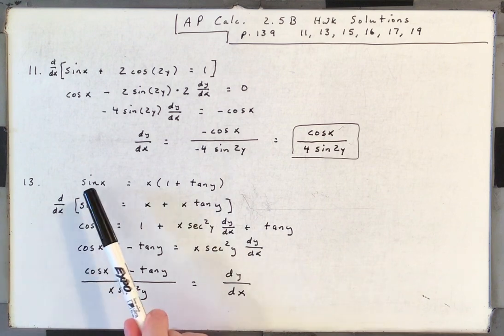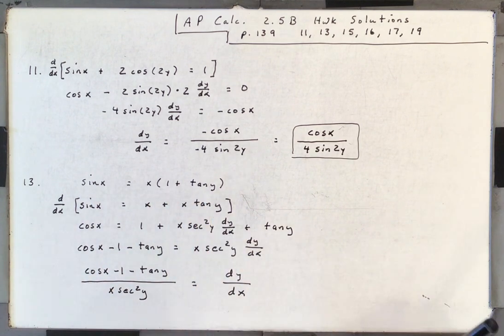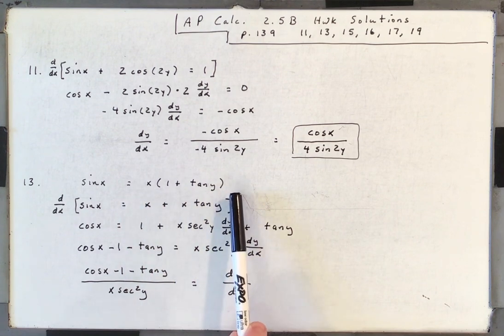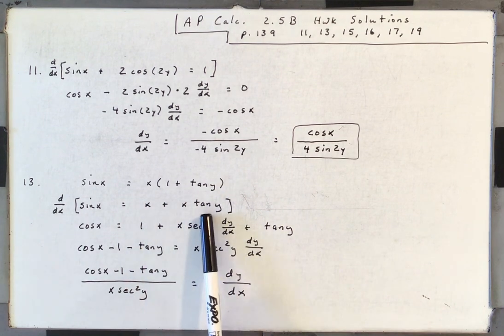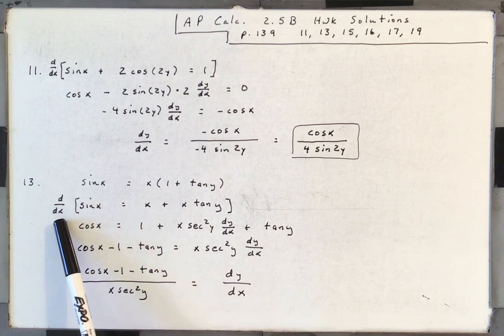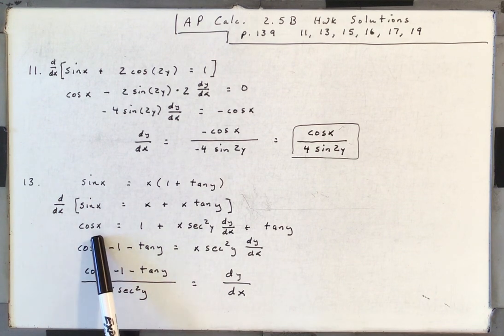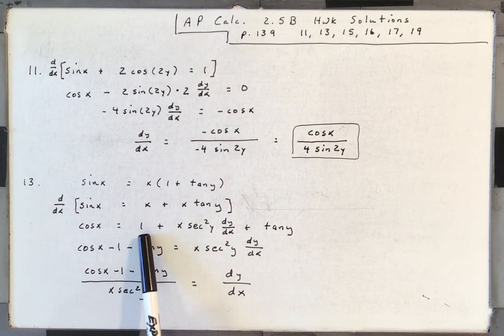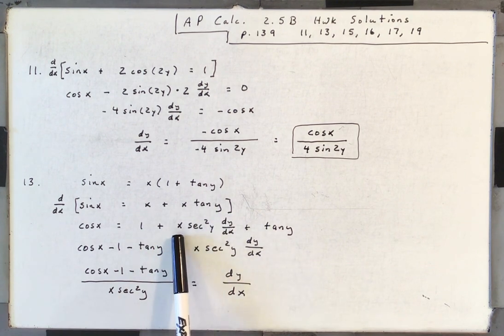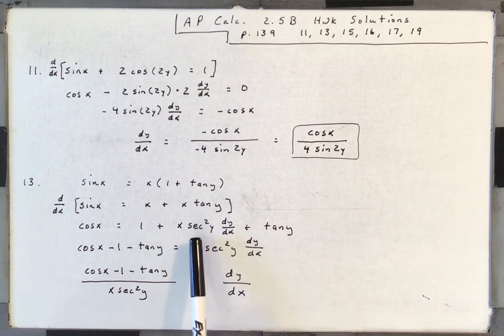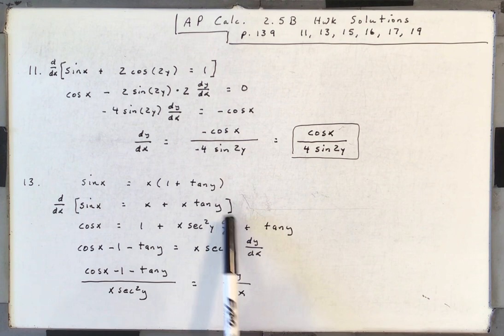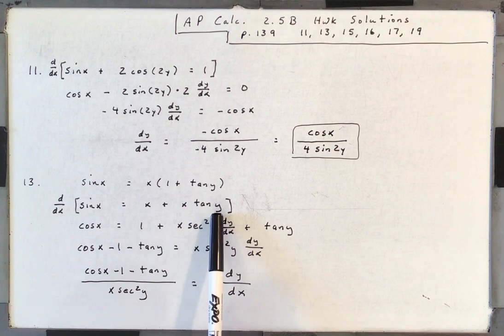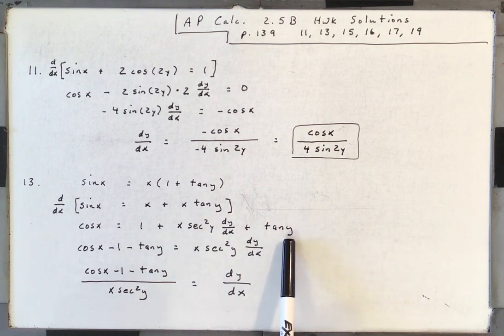All right, 13, we have sine x is equal to x times 1 plus tangent y. I went ahead and distributed the x and made it x plus x tangent y. You could have taken the derivative like this with the product rule. I just thought it was a little easier doing it this way. So the derivative with respect to x of sine x is cosine x. Derivative of x is 1. And then we have a product rule here. The first x times the derivative of tangent y, that'd be secant squared y times dy dx. Derivative of y is dy dx. Plus the second tangent y times the derivative of x, which is just 1.